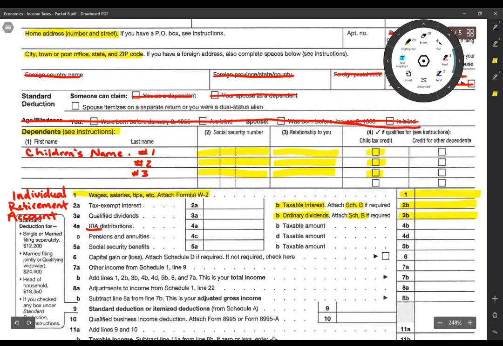Okay, individual retirement account. In this context, it does not stand for the Irish Republican Army. That's a terrorist group in Ireland. They're mad at the British for dividing Ireland, Northern Ireland, Southern Ireland.